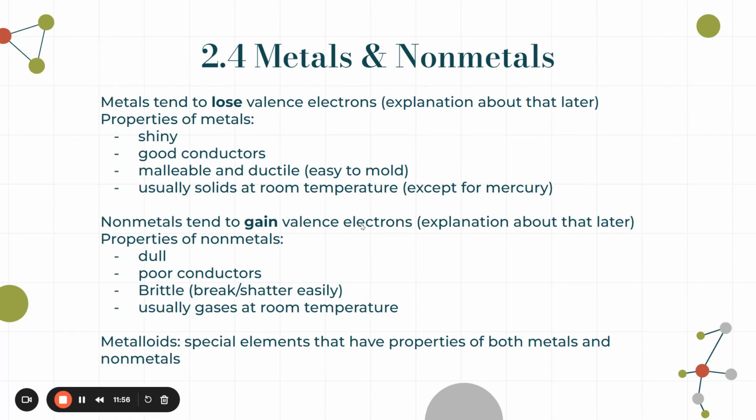And so nonmetals tend to gain valence electrons, and they're often dull, poor conductors, brittle as solids, and usually gases at room temperature. So things like oxygen. And metalloids are special elements that have properties of both metals and nonmetals.